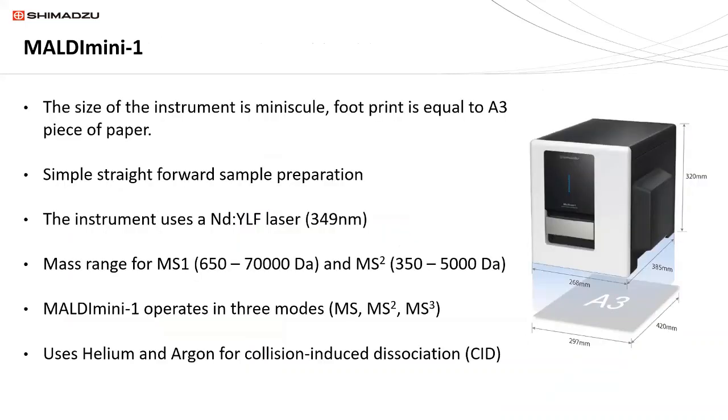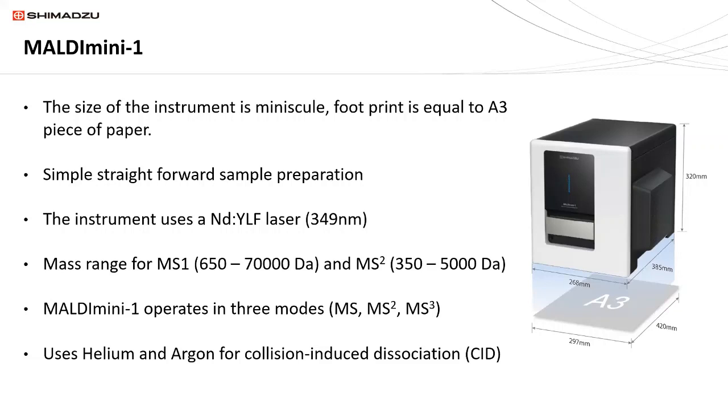To give you a basic background on the Multi Mini 1, the size of the instrument is minuscule. The footprint is equal to an A3 size of paper, which is rather small, as you can see on the right. Typically with Multi, we have a simple, straightforward sample preparation where you just apply matrix and the molecules of interest to the target and allow that to dry prior to ablation with the laser. The instrument uses an Nd:YLF laser at 349 nanometers, which is important because it helps us to better ionize the molecules that we want to analyze.